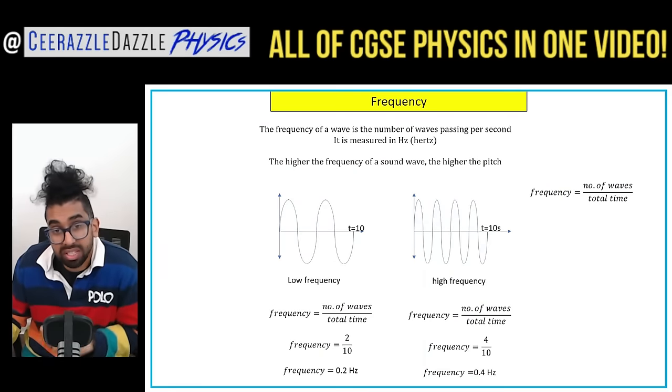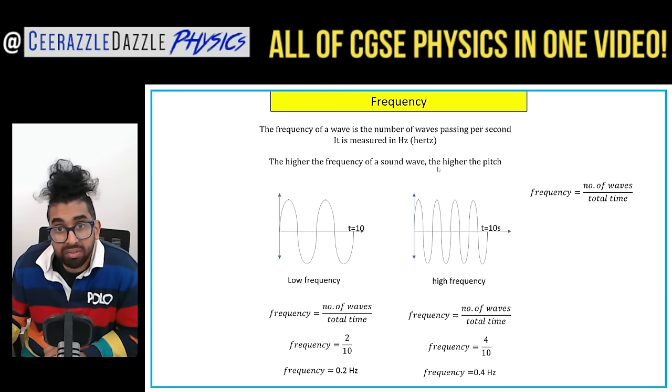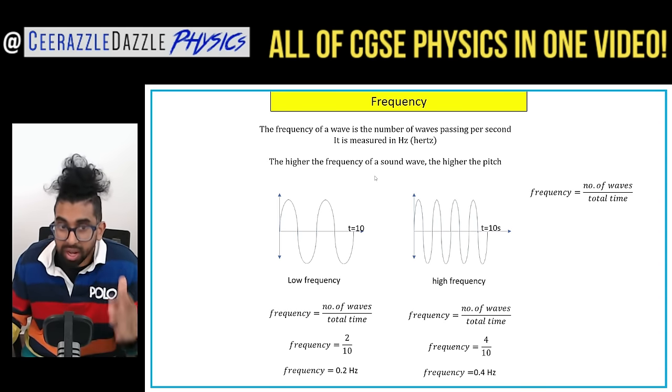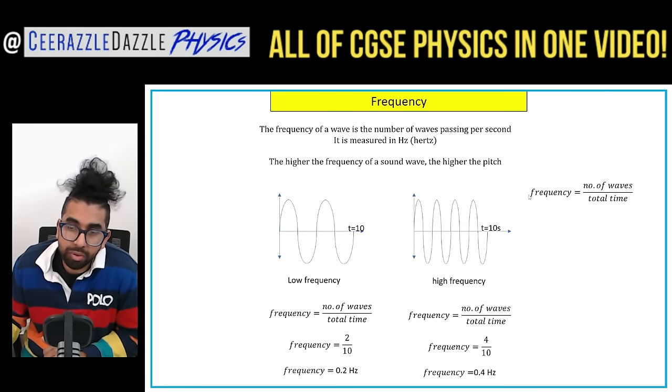Frequency. Frequency is a measure of how many waves there are per second. It is measured in hertz, capital H, little z. The higher the frequency of a sound wave, the higher the pitch. That's going to be the key thing. So if you have a high pitch sound, the frequency will be higher. Over here, we've got a formula. The frequency is equal to the number of waves divided by the total time.